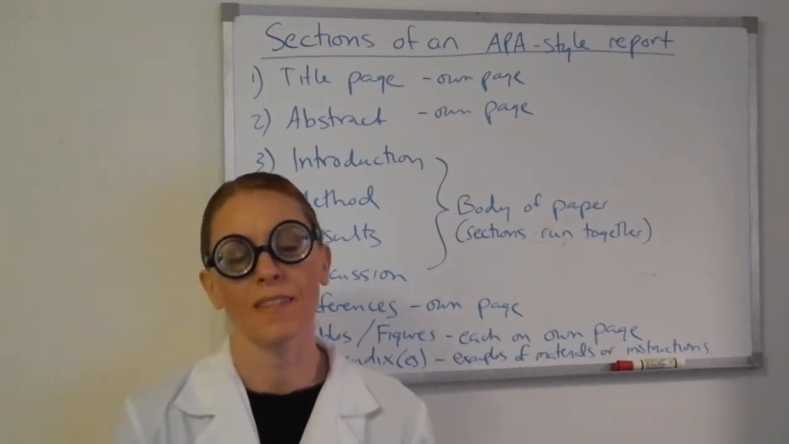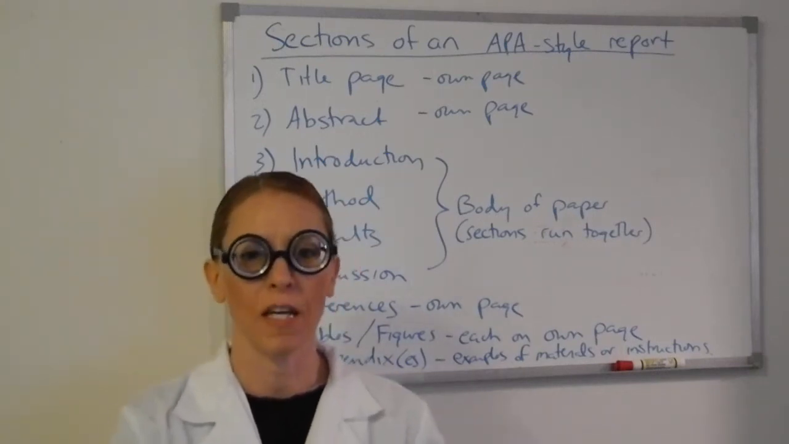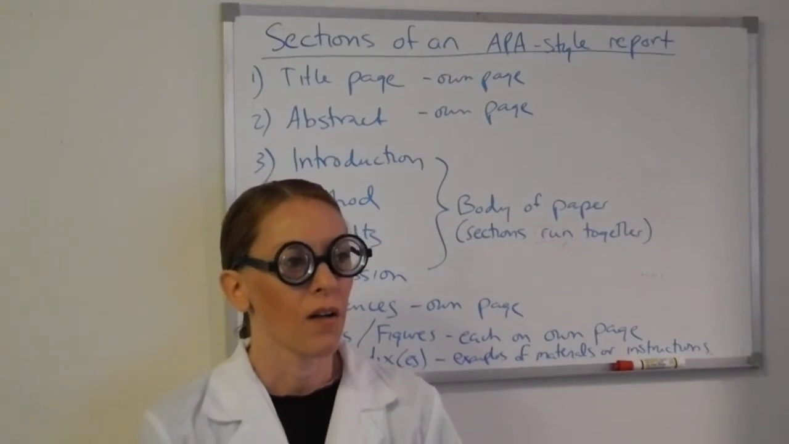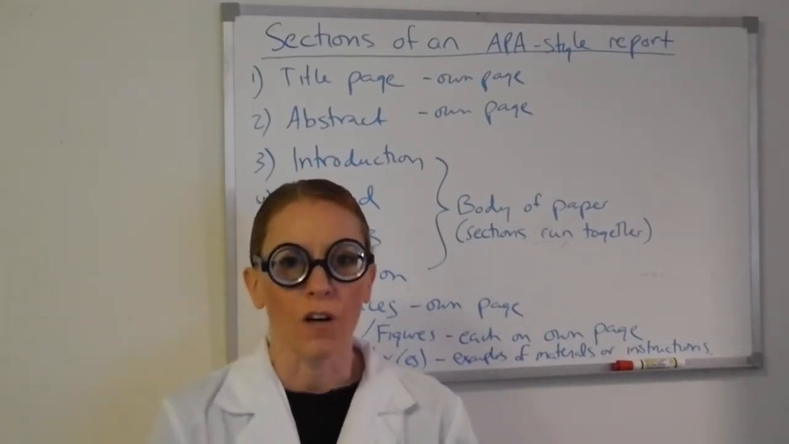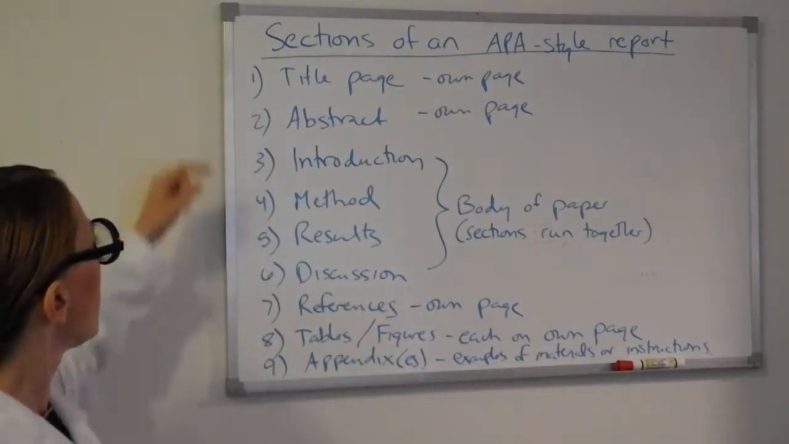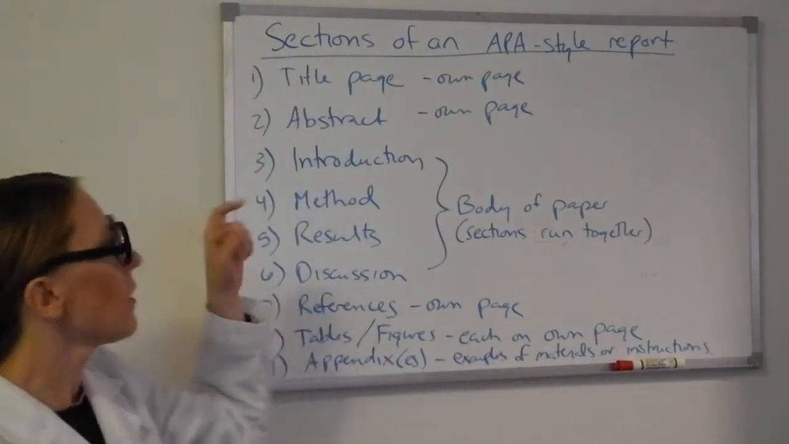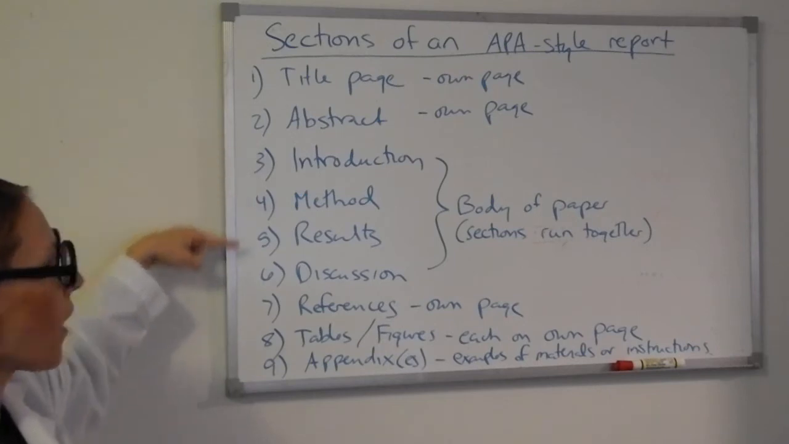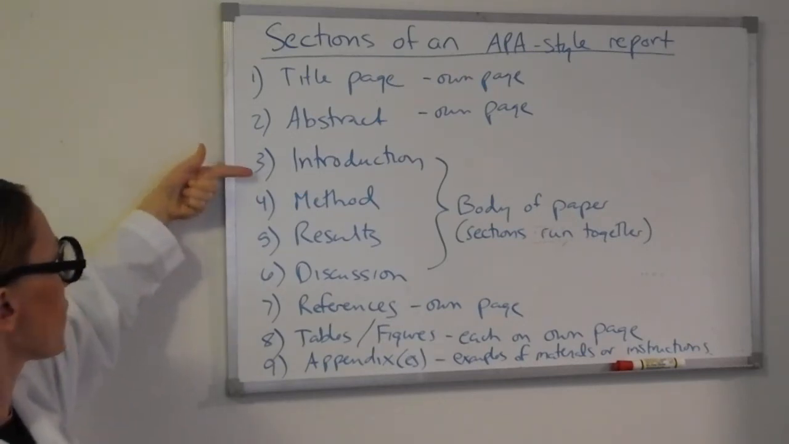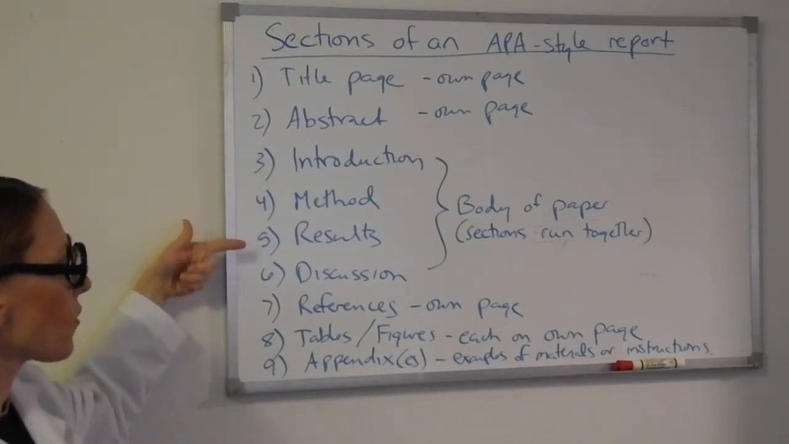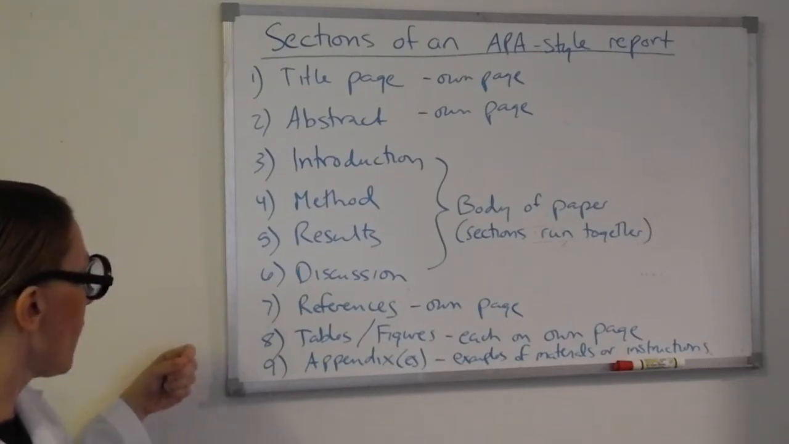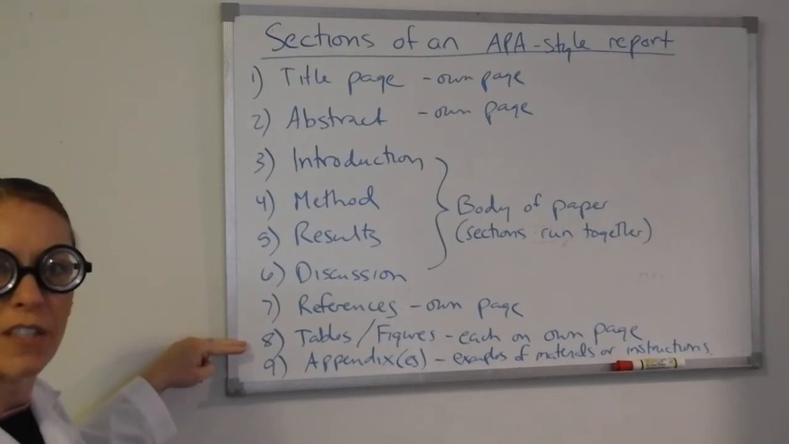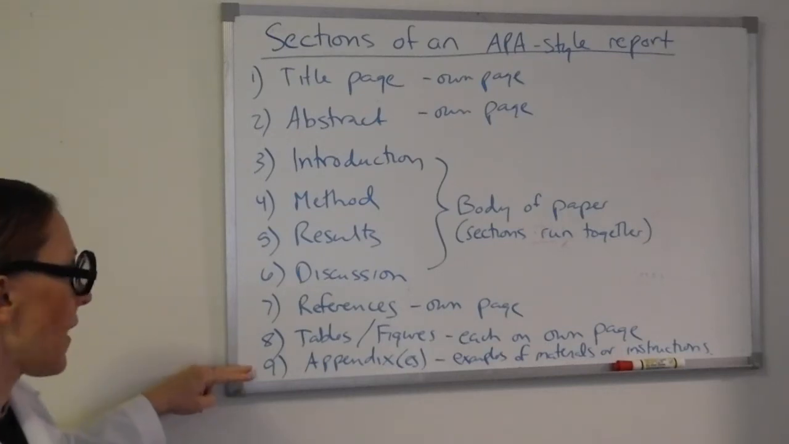We're going to be discussing the sections of APA papers today, specifically of a research report. First of all, here are the sections: the title page, the abstract, the body of the paper, which includes the introduction, the method, the results, and the discussion sections, the reference section, and then finally, tables or figures, if applicable, and an appendix.